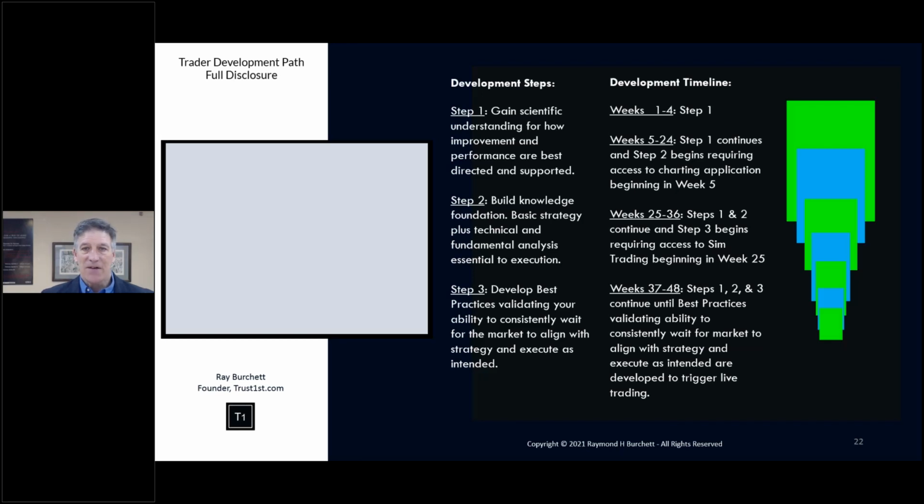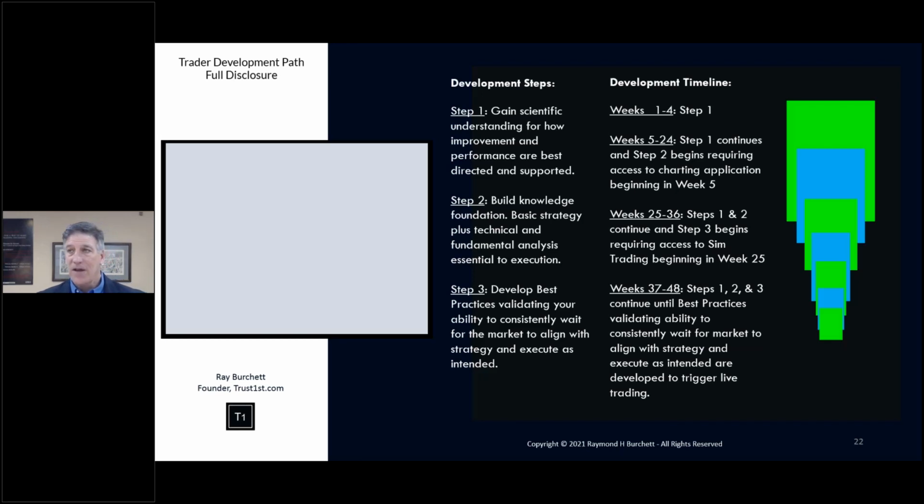And then sometime after week 25, could be as early as week 31 or 32, you'll be ready for live trading. But the more effort you put into preparing yourself for sim trading, and think about it as developing the beliefs and behaviors, making the most out of your talent, time, effort, and resources, the less time you'll spend in sim, the less risk you're going to be at for developing bad habits. The more successful you're going to be.